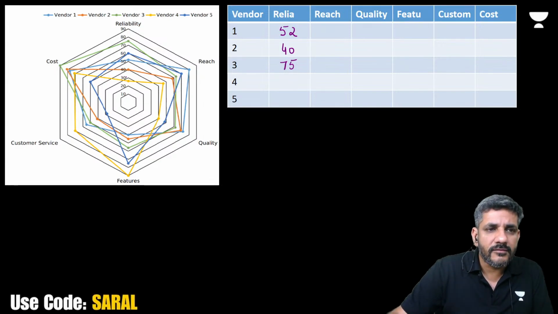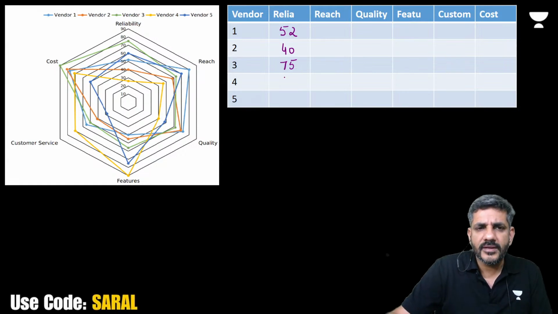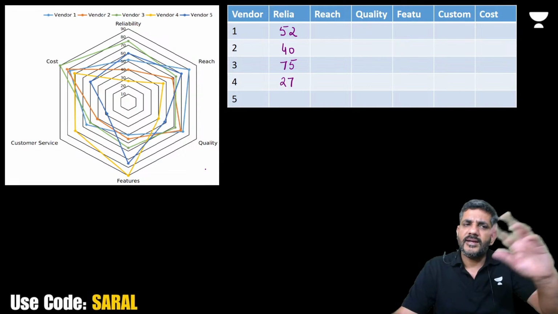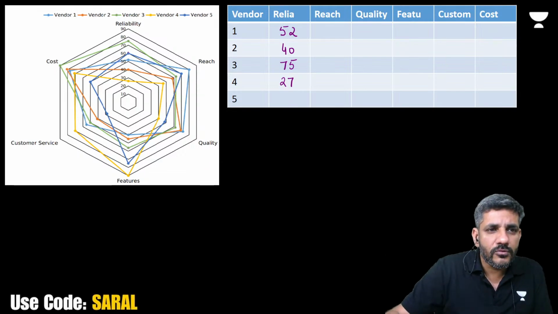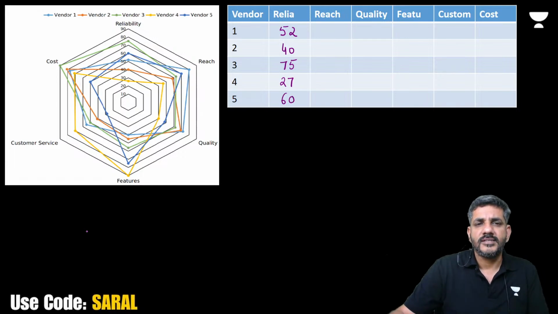And then the fourth one, which is the blue one, is slightly above 25 in my opinion. So I would take it as 27. You can take 26, 28, it does not make a difference. And the fifth one, which is dark blue, is exactly on 60.